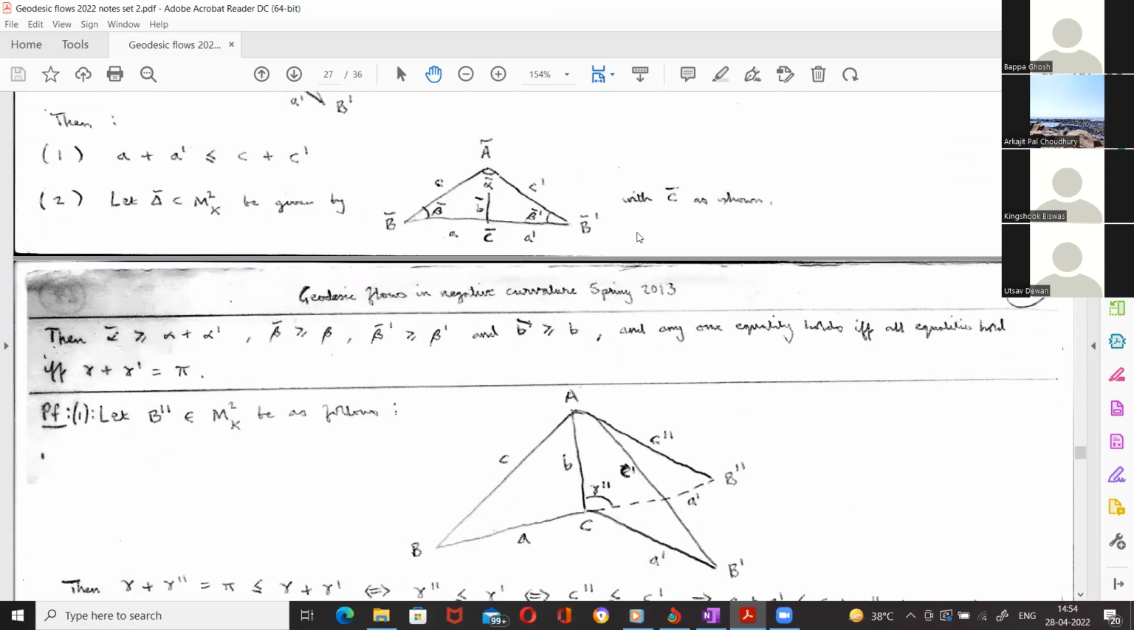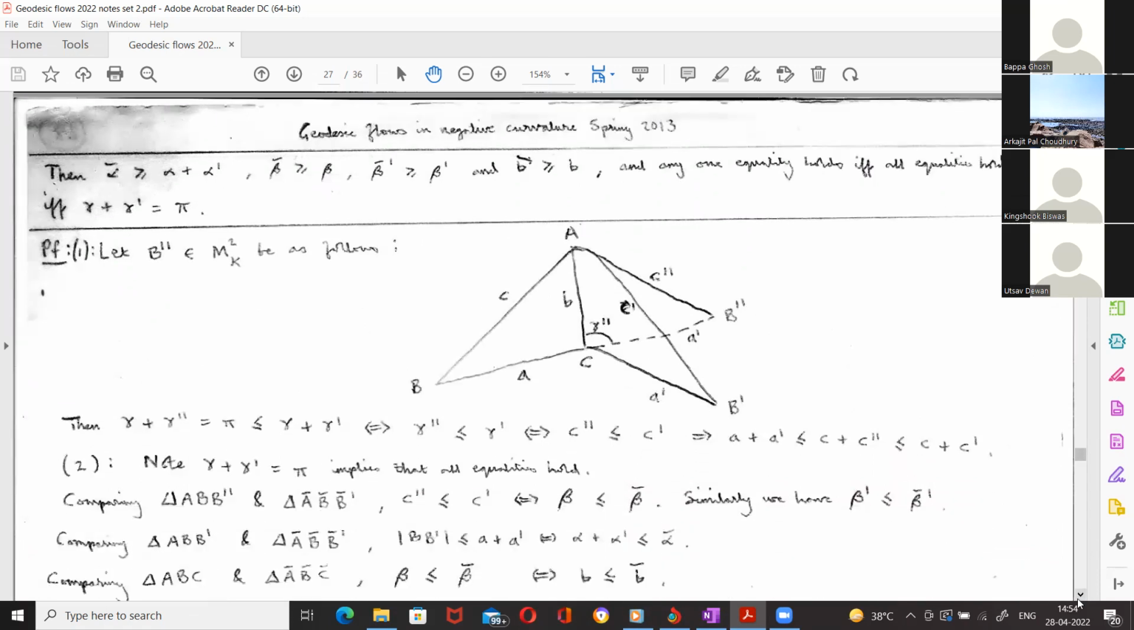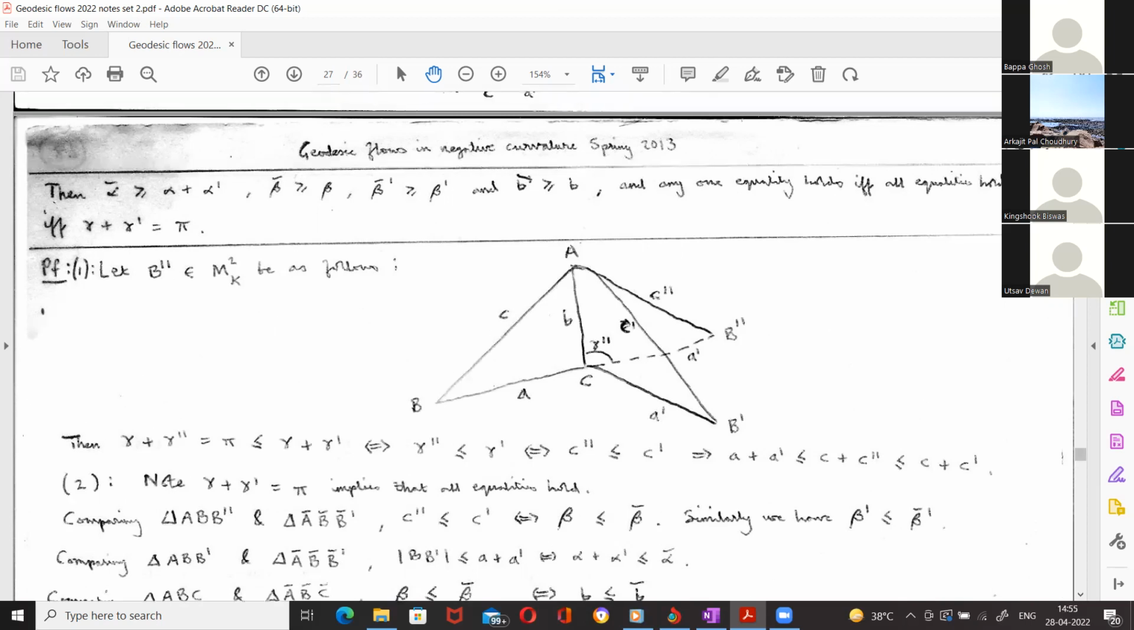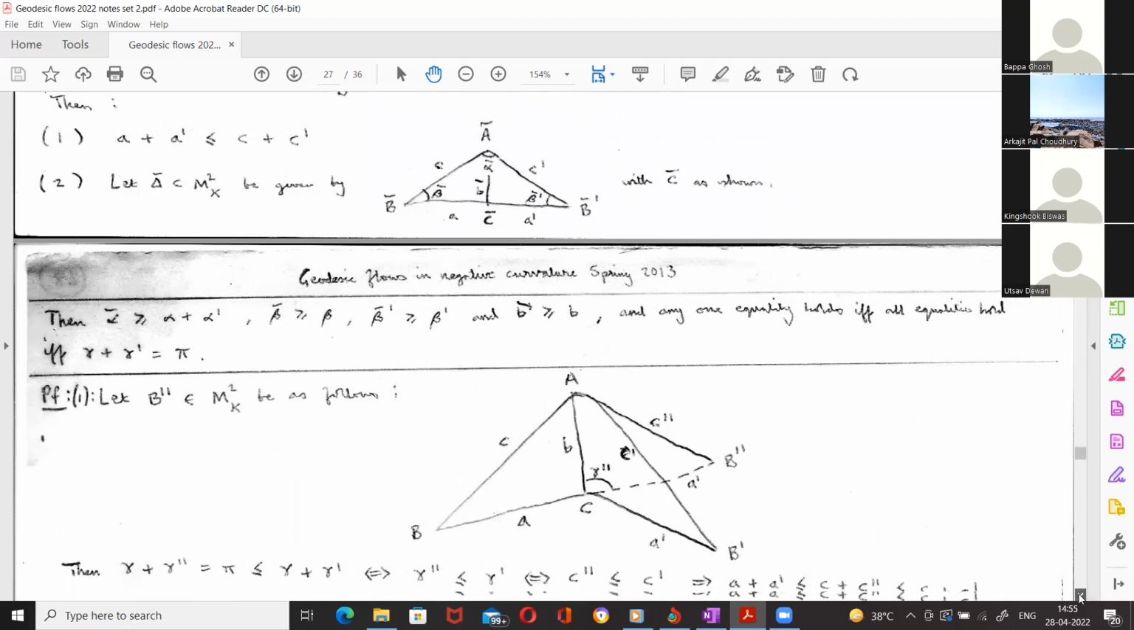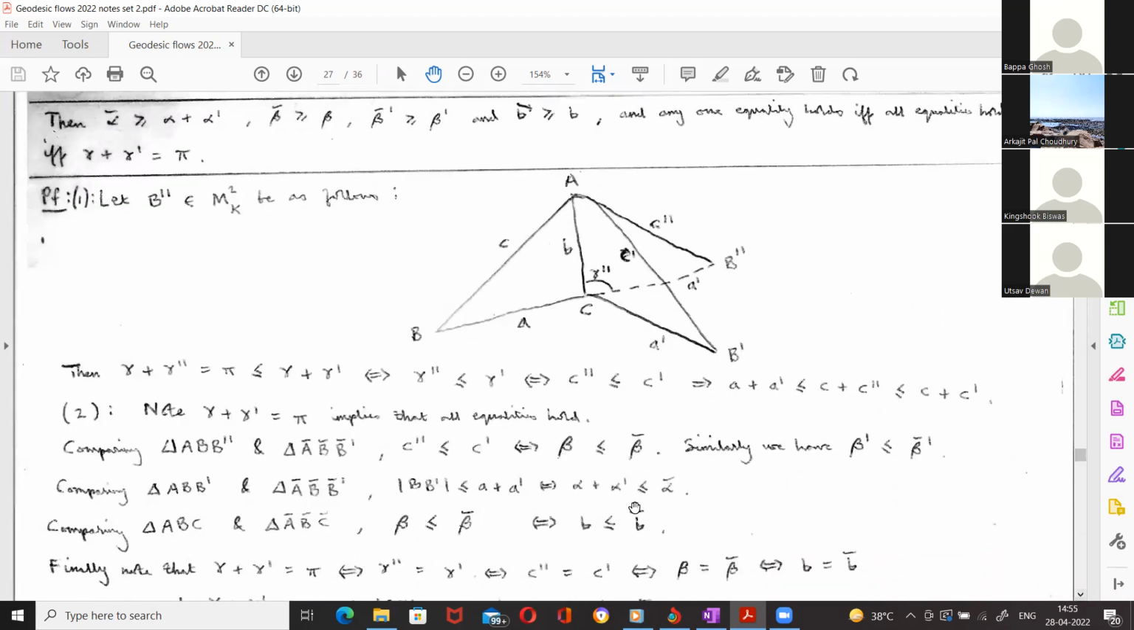But now the opposite side, in this triangle, is A plus A prime. And in this triangle, mod of B prime is less than or equal to A plus A prime by the triangle inequality. That tells you that this angle here will be less than or equal to this angle here, alpha bar. Is this clear? So therefore, we get that alpha plus alpha prime is less than or equal to alpha bar.